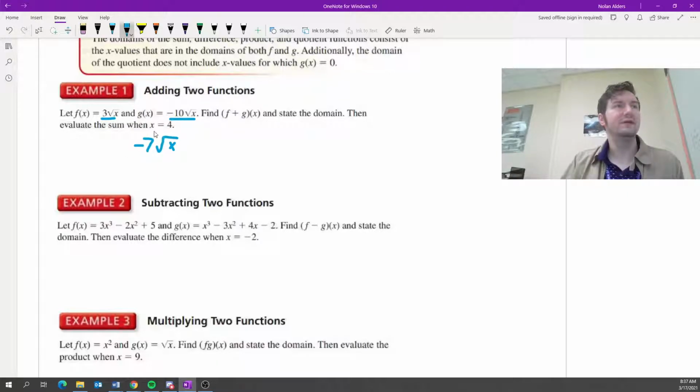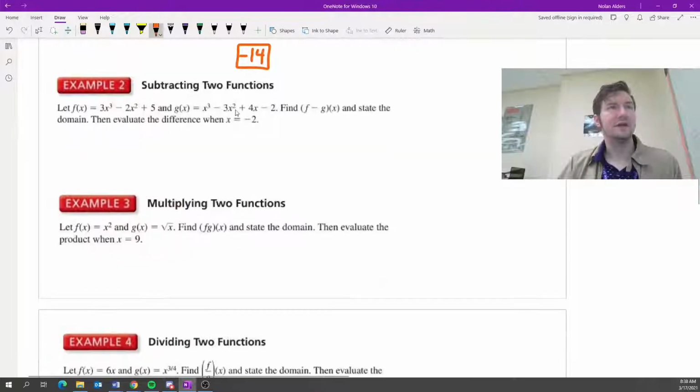And then it says to evaluate when x equals 4. So if we stuck a 4 in there, let's do that right here. Negative 7 times square root of 4. Square root of 4 is 2, and 2 times negative 7 is negative 14. So when x equals 4, f plus g of x is negative 14.